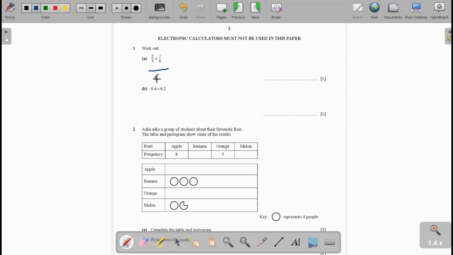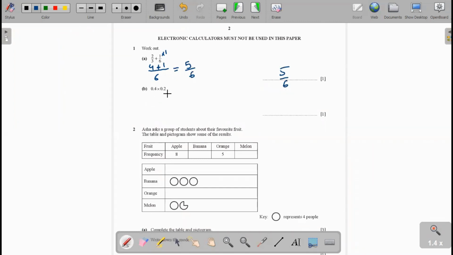Now 3 times 2 is 6. Now 2, we multiply 2 by 2, then we get 4, and same as 6 times 1 is 6, we multiply 1 by 1, we get 1. Now the answer would be 5 over 6. We write this answer here.